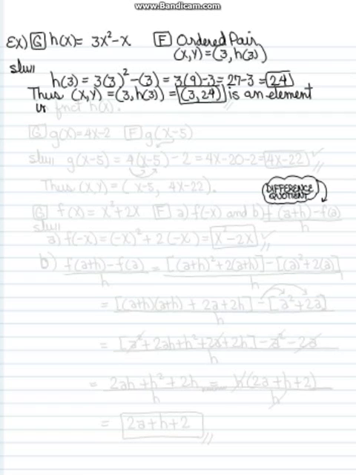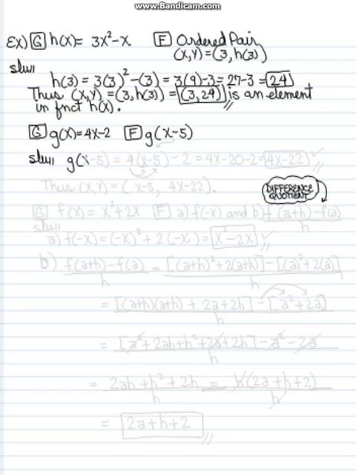Okay, so that's what it means to find h of 3. You're finding the y partner to x equals 3. What if you're given g of x equals 4x minus 2, and you're asked to find g of x minus 5? Okay, it doesn't matter what they put in the parentheses, I can find it.